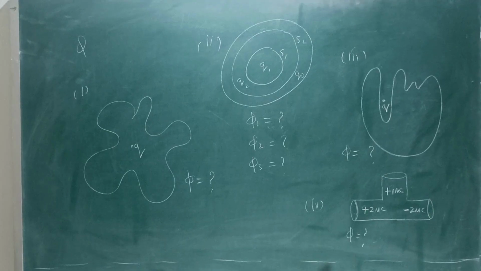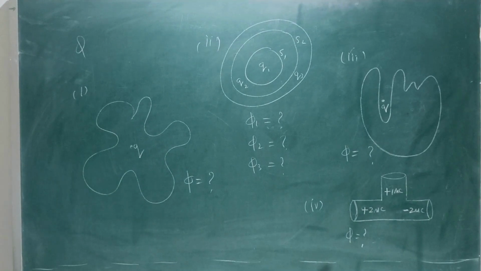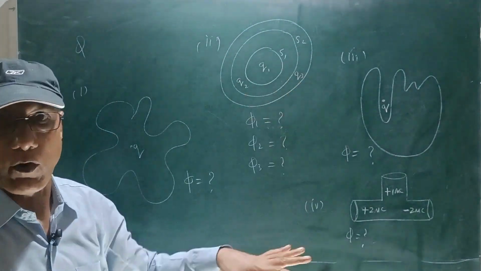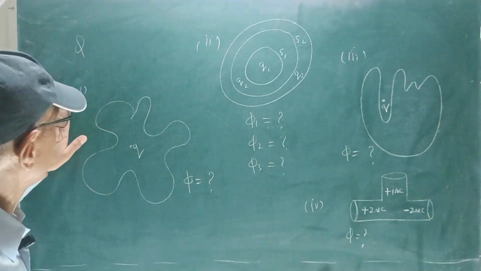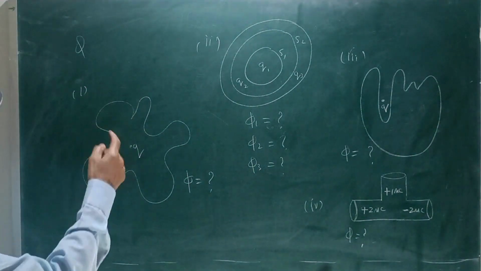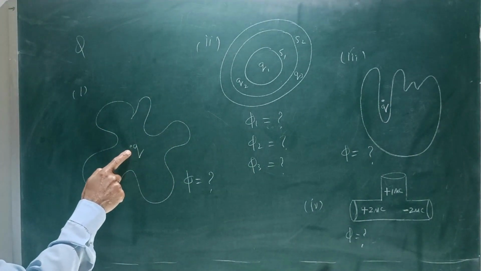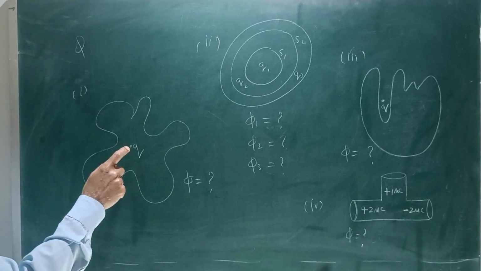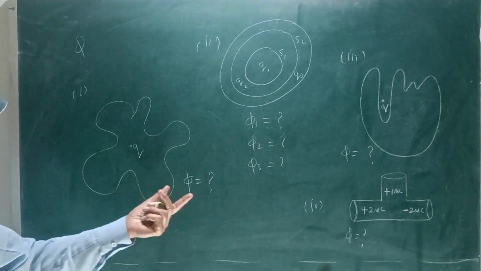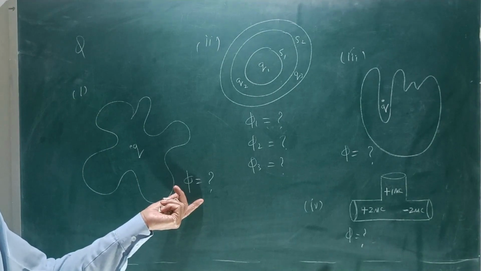So let us try to solve a few problems. So this is the problem. It is an irregular shape but closed shape and surface, and charge is Q here. So what will be the flux over here?